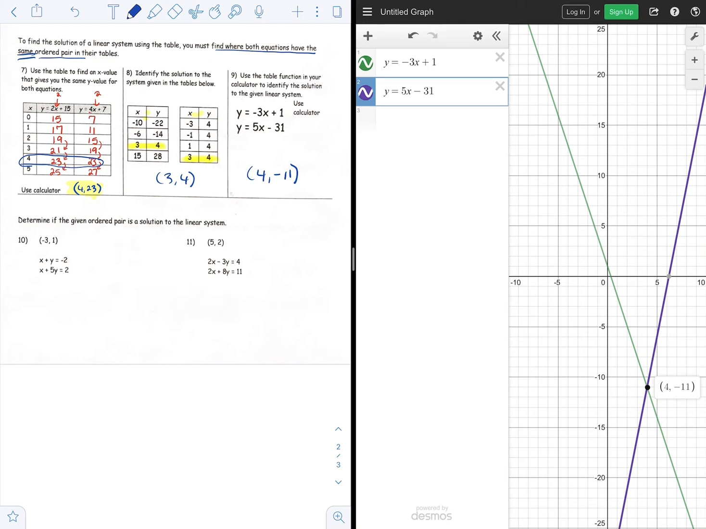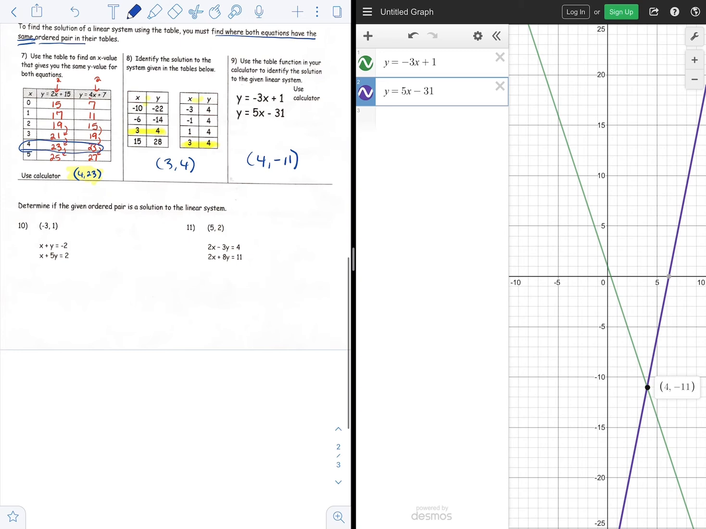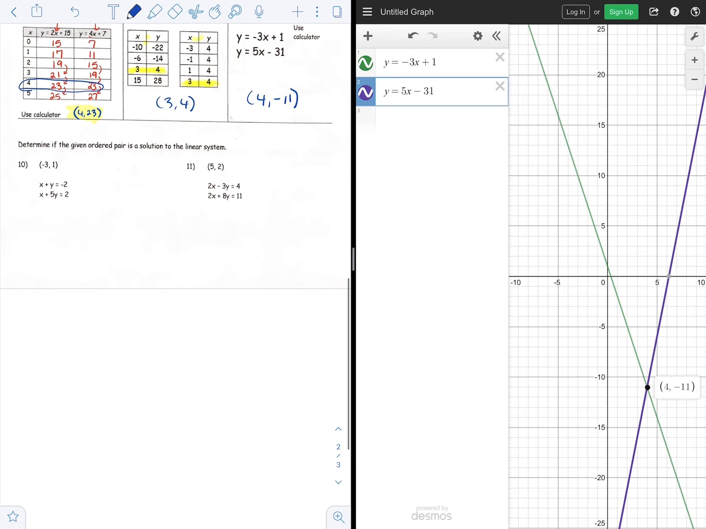All right, now we're going to talk about what if we're given a point and we have to say whether or not it is a solution to a system. So in number 10, we're given -3, 1. And it says determine if the given ordered pair is a solution to the system. Well, notice -3 is our x, 1 is our y, and we're going to plug that into each equation to see whether or not it gives us a true statement.